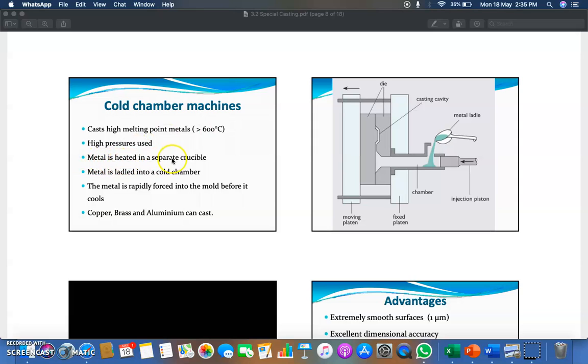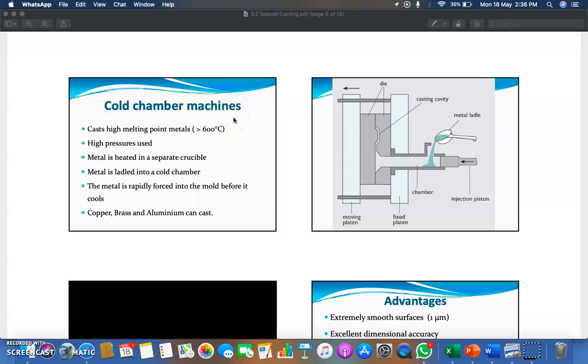Now metal is heated in a separate crucible, means instead of melting the metal in the same chamber as in hot chamber, here you are melting it in a separate crucible. Metal is loaded into a cold chamber, and the metal is rapidly forced into the mold before it cools. Copper, brass and aluminum can be cast. These three metals are more favorable for the cold chamber die casting machine.